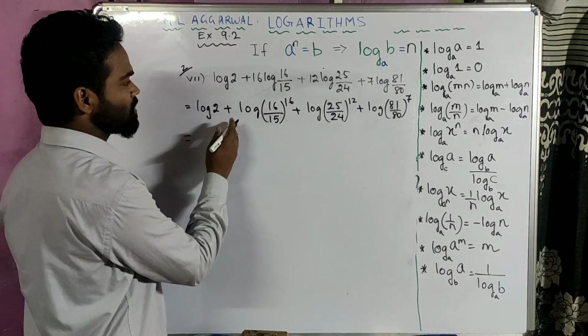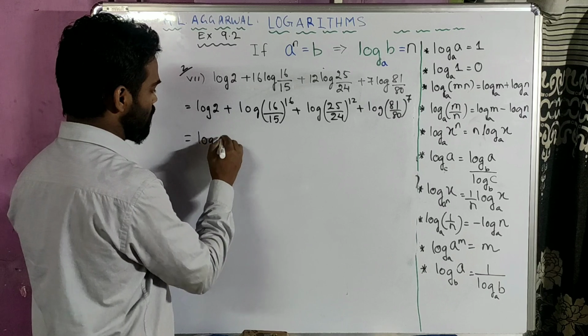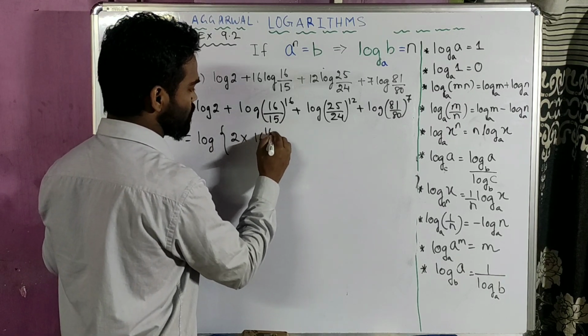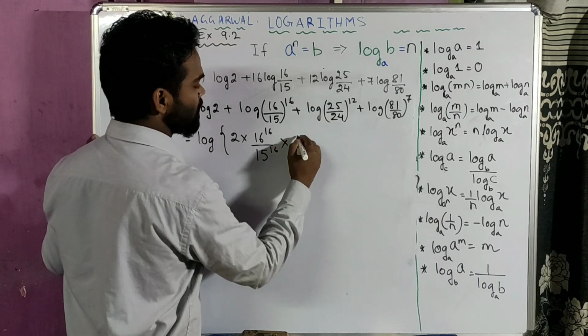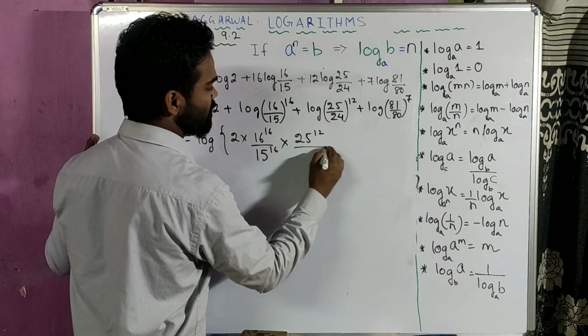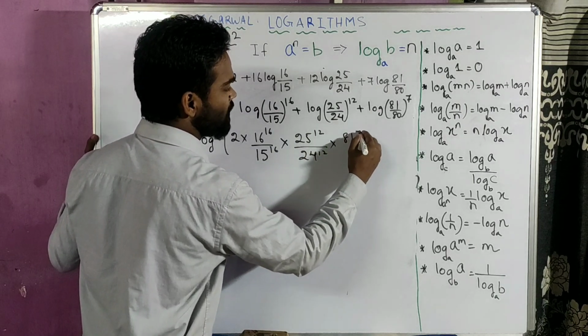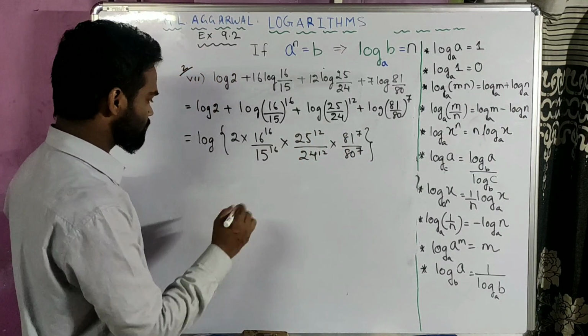Now see, log a plus log b plus log c plus log d. We can write a single log a multiplied by b, which is 16 to the power 16 by 15 to the power 16. Similarly, this will be 25 to the power 12, 24 to the power 12, and this will be 81 to the power 7 and 80 to the power 7, isn't it?